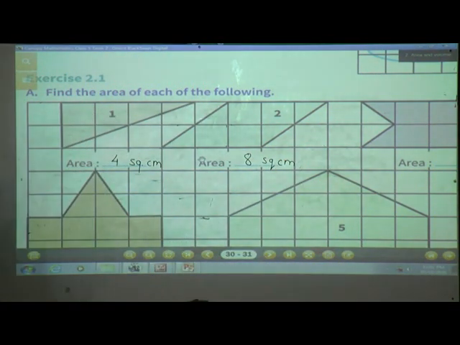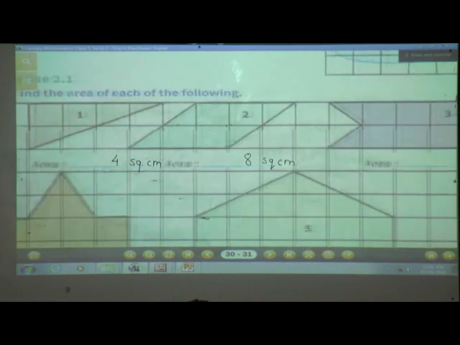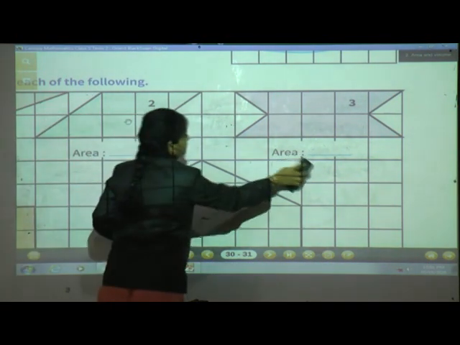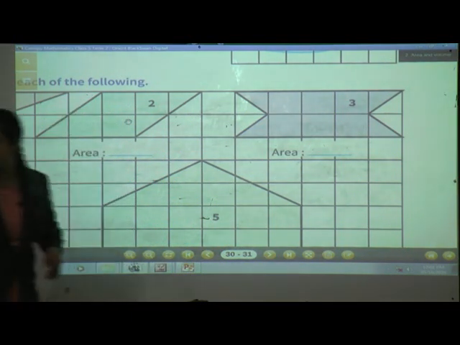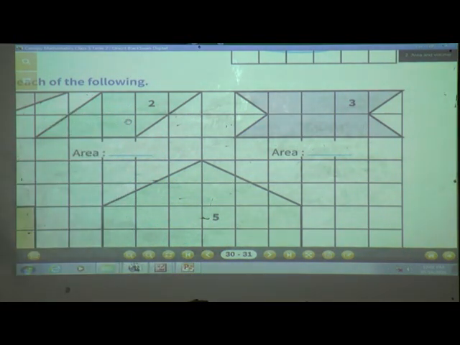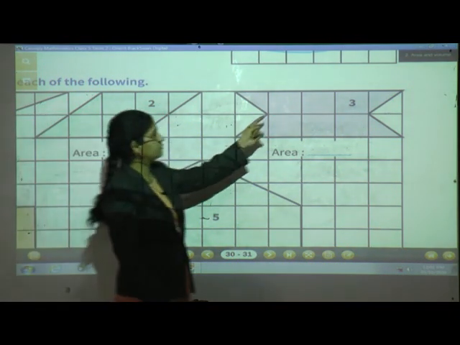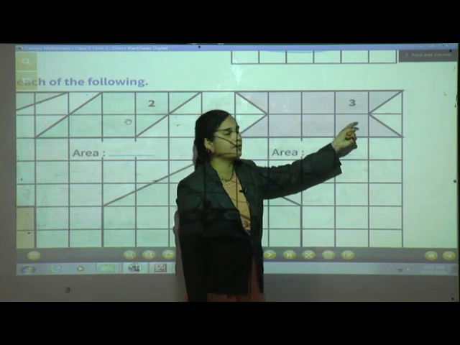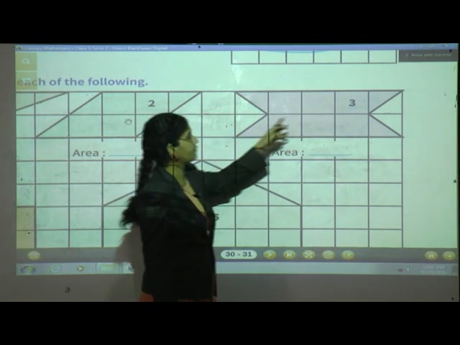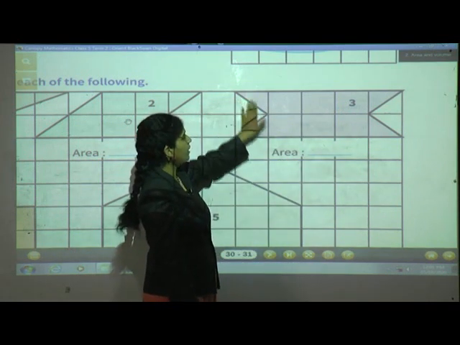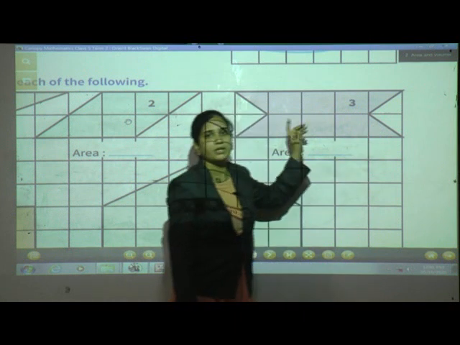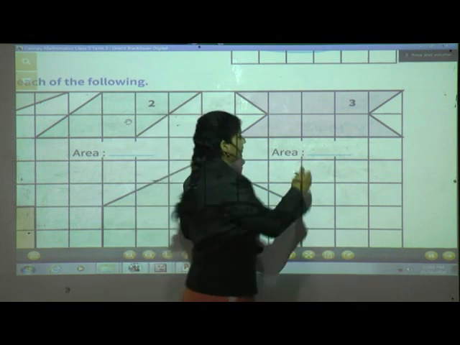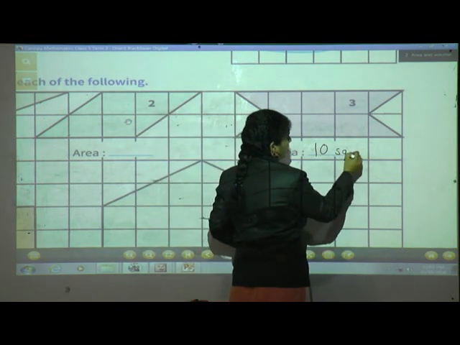We'll see third one. Here, count full squares. Yes, students, first count full squares. Yes, count 1, 2, 3, 4, 5, 6. Again, these are the half squares. So count it as a full. 1, 2, 3, 4. These full 6 squares and these half 4 squares, it makes 10. 10 square centimeter.